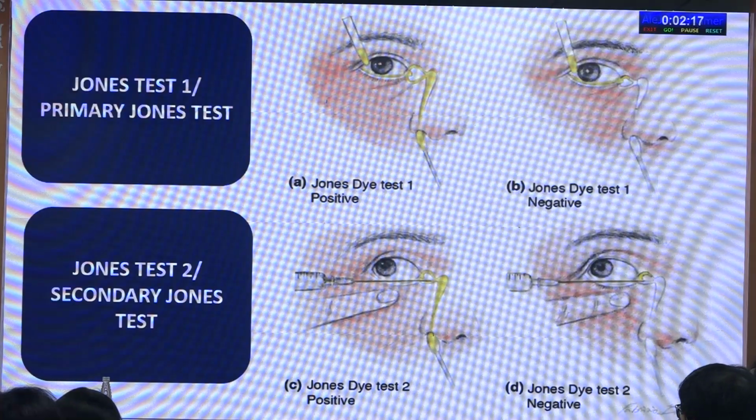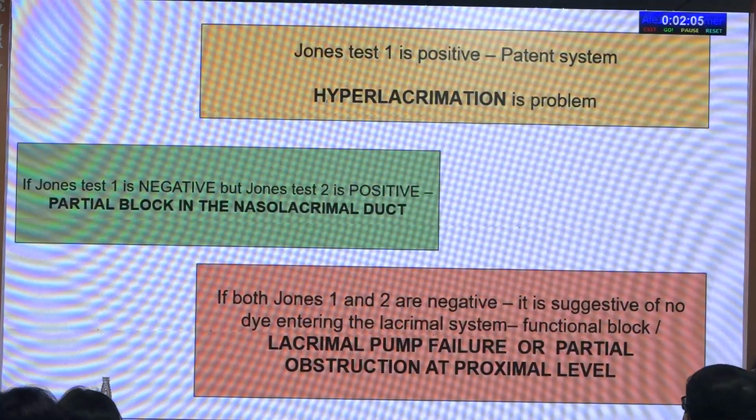Now on lacrimal syringing, if the dye is detected in the cotton bud, that is a case of nasolacrimal duct obstruction. If the dye is not detected, it is a case of lacrimal pump failure because the dye has not reached the sac yet. Now this is a slide summarizing the interpretation of Jones test 1 and 2.